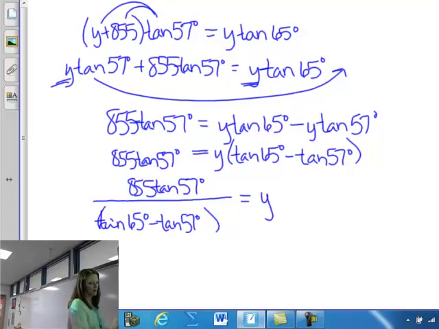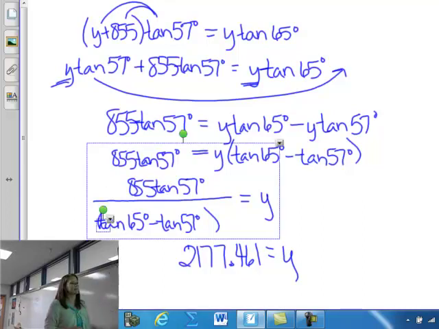What do we get, Mr. Leckie? We get 2,177.461 with some more change after that. But we're going to use that again in a minute.